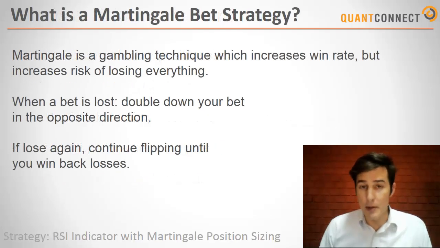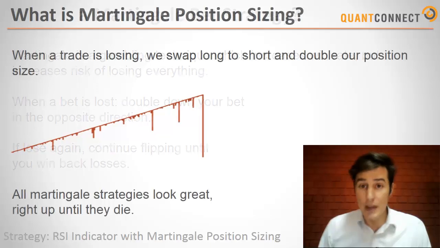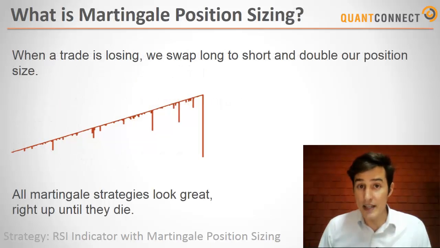One such popular but risky position sizing technique is actually called Martingale and originated in 18th century France. Gamblers would bet on a game of heads and tails, and if they lost, they would double their bet and continue gambling. Eventually, when they won, they would make back all their losses. We can use this technique and apply it to trading.